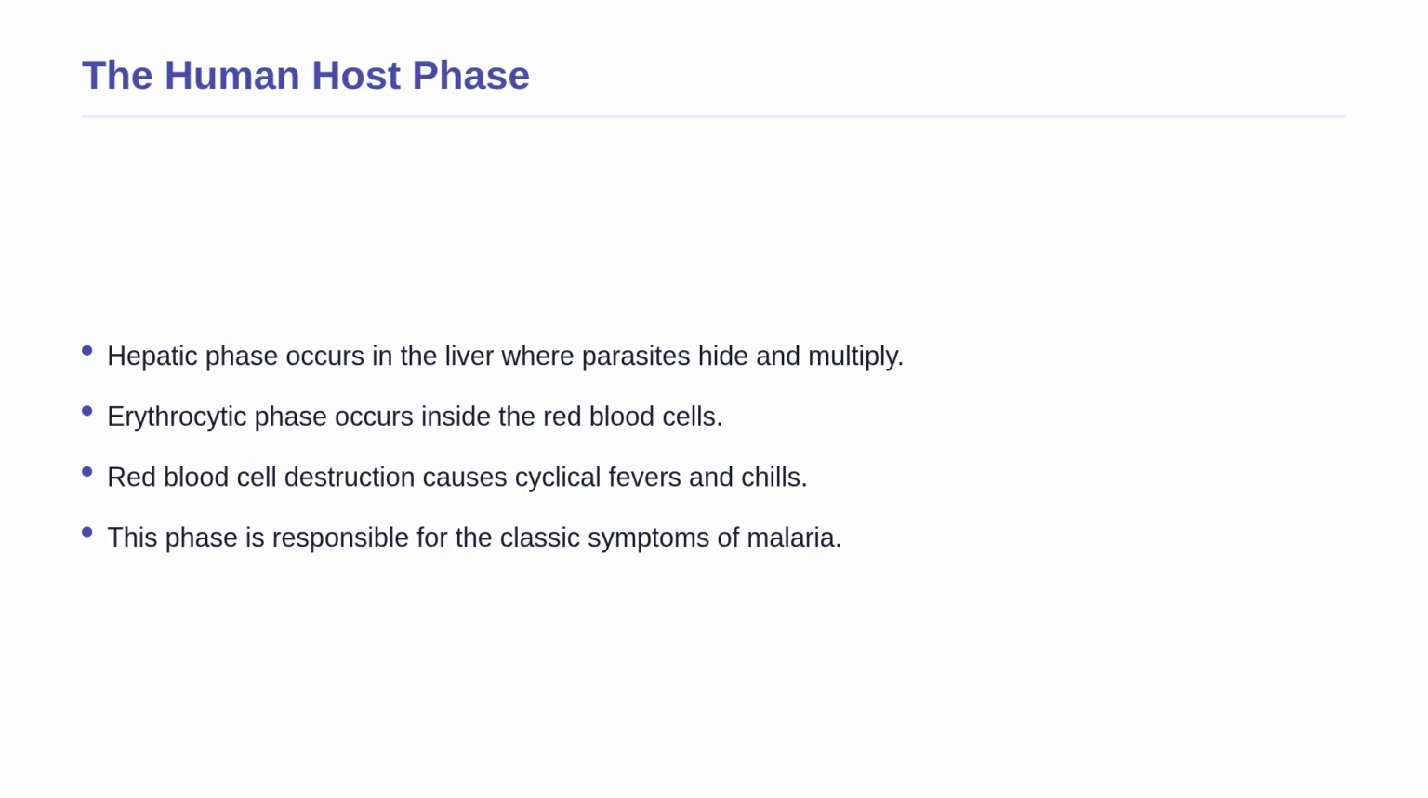Building on that, let us zoom in on what exactly happens inside the human body. The human phase of the life cycle is further divided into two main parts. First is the hepatic, or liver phase. Here, the parasites hide from the immune system and begin to multiply initially. Next is the erythrocytic, or red blood cell phase. This is the most destructive part of the cycle. It is this red blood cell phase that causes the classic malaria symptoms of cyclical fevers, chills, and exhaustion, as hundreds of thousands of cells burst simultaneously.